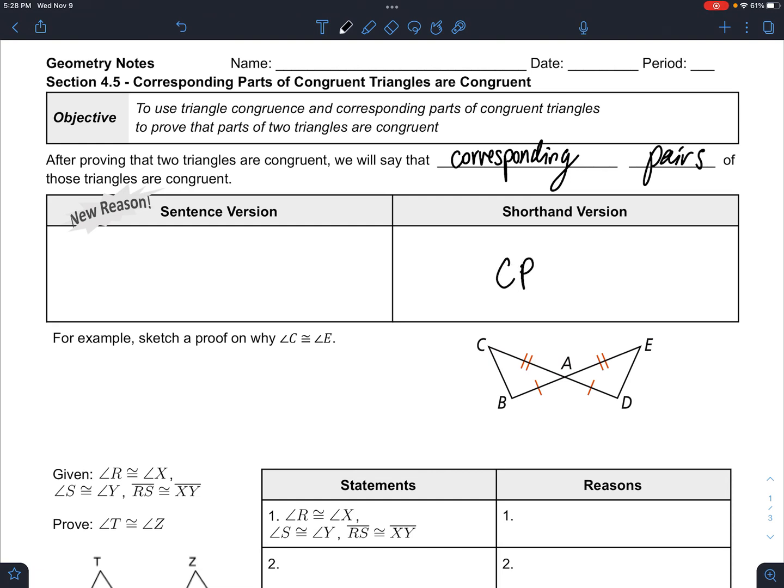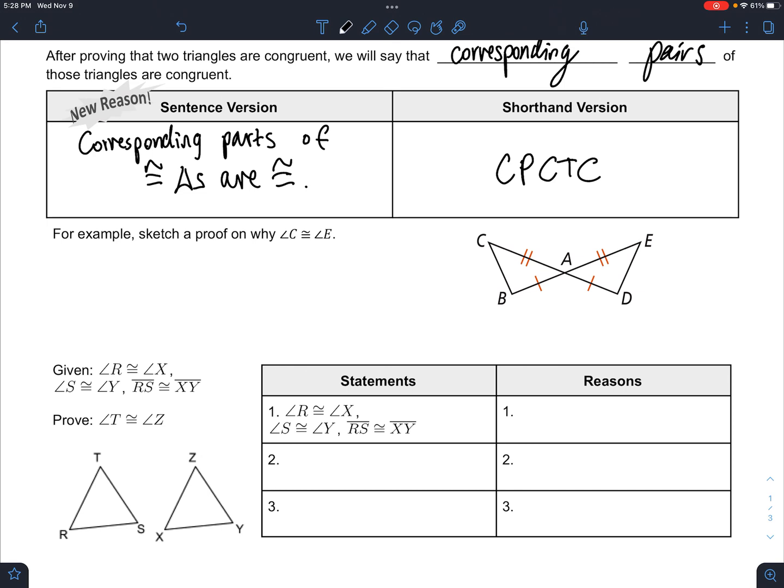But the new reason we have here is CPCTC, which says corresponding parts, so those matchings that we've been doing of congruent triangles are congruent. So when we look at a picture right here, I know those triangles are congruent. For example, ABC is congruent to ADE because we know that that would be a side angle side scenario.